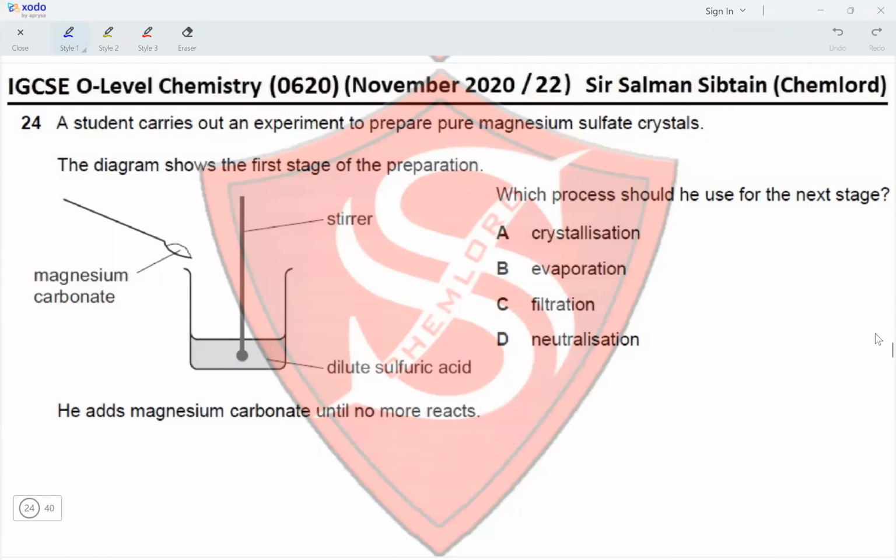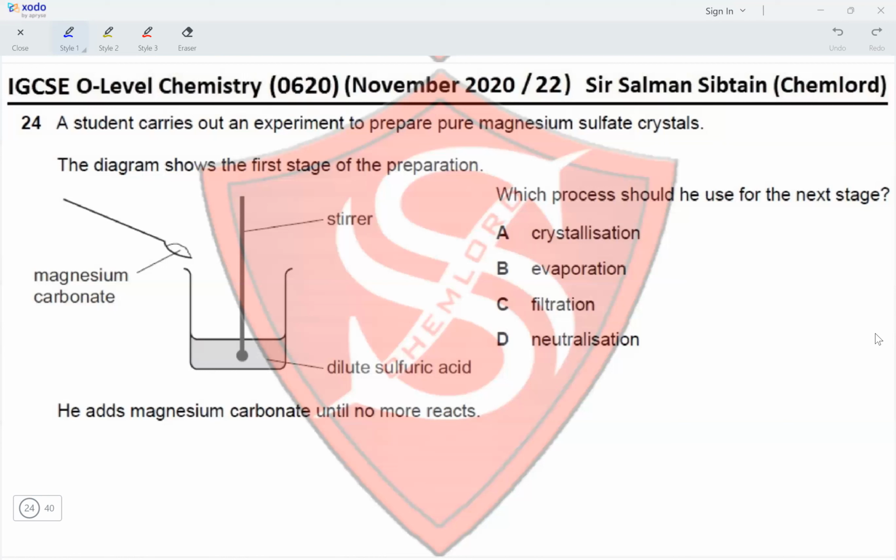Question 24. A student carries out an experiment to prepare pure magnesium sulfate crystals. The diagram shows the first stage of the preparation. So magnesium carbonate is added to dilute sulfuric acid. He adds magnesium carbonate until no more reacts. So magnesium carbonate is added in excess. So this would produce magnesium sulfate, which is a soluble salt, and it would liberate carbon dioxide gas and water will be produced. So which process should he use for the next stage?